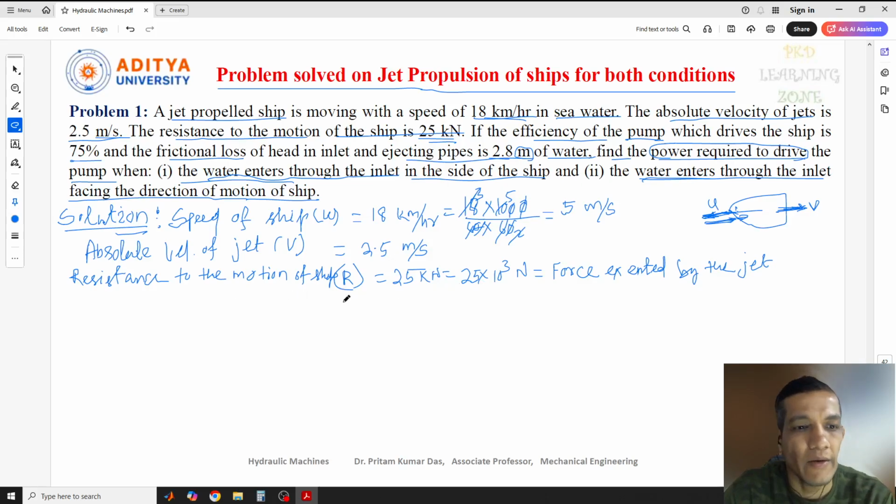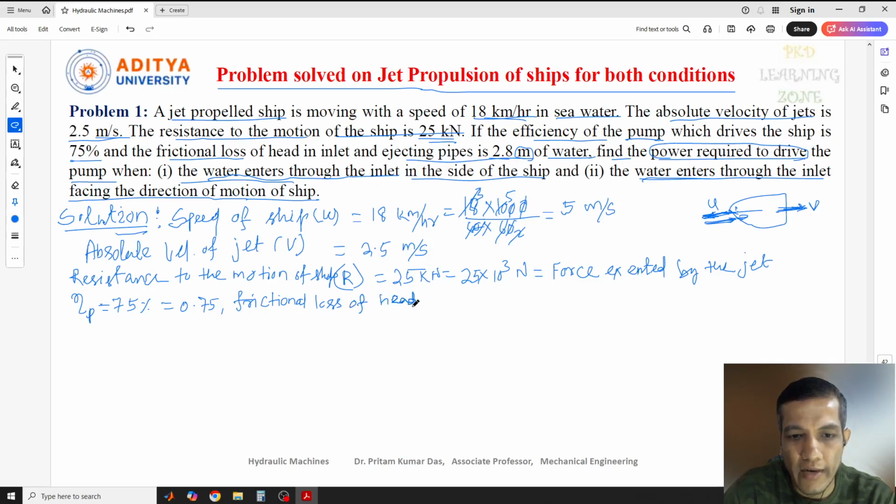Okay, next, the efficiency of the pump is given. This is the efficiency of the pump, 75%, and we can convert this into 0.75. Along with that, the frictional loss is also given. This is the frictional loss of head, let us mark it HF, and this is 2.8 meter of water. So these are the data given in the question.